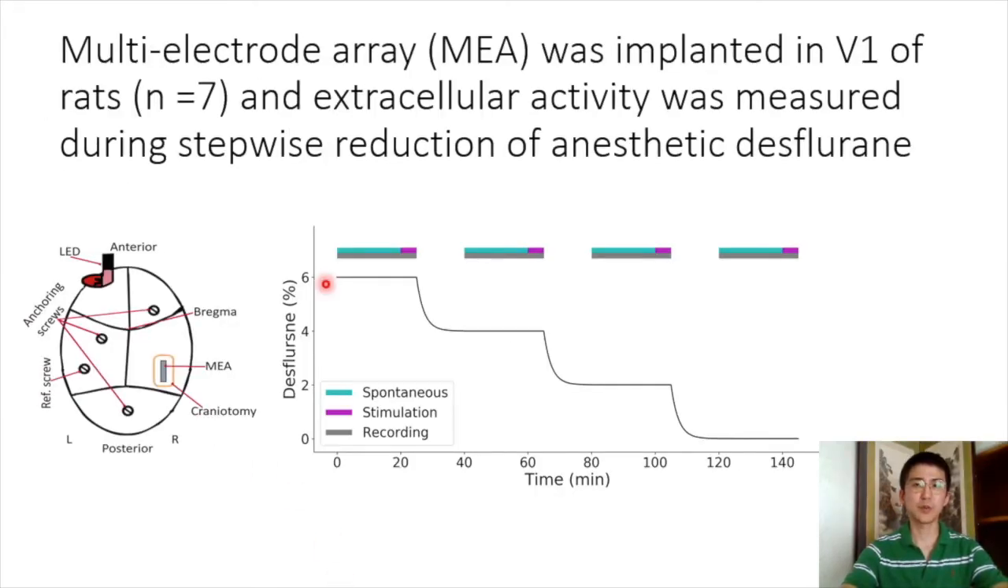So this is the experiment we performed. First, we implant multi-electrode array here on right primary visual cortex and record spike activity. We also gave light flash here as a visual stimulation. And this is the experimental protocol. We used the anesthetic desflurane and decreased its concentration in a stepwise manner. Here, the gray color represents recording time, and cyan and magenta represent spontaneous and stimulation session respectively. Today, due to limited time, I'm going to focus on spontaneous activity data only.